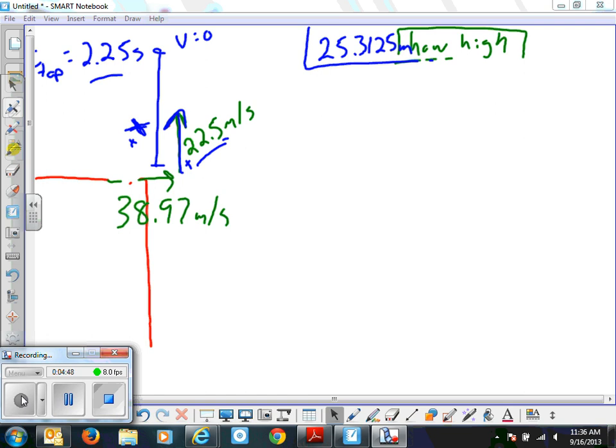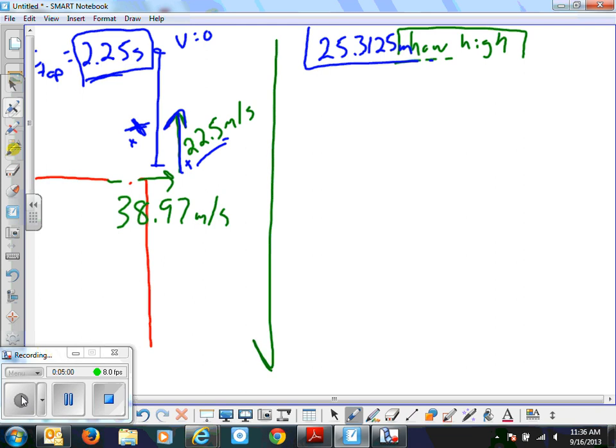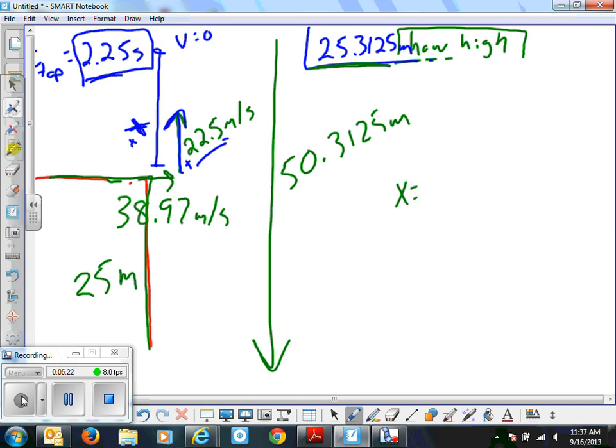Okay, and then the next part is how much time to fall. So right here we have how much time it went to the top. Now we have to find how much time it's going to fall from all the way up here. Okay, the one thing I didn't give you is 25 meters is how high this cliff is. Okay, so we know we have 25 plus another 25.312. So it's going to fall a total of 50.3125 meters. Okay, and you know, there's a bunch of different ways to do this too, but this formula works out really well.